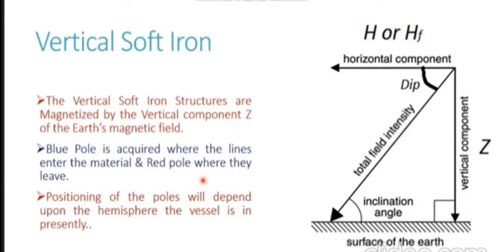We are aware that at the South Pole the magnetic lines of force come out from the Earth's surface. Now when they come out of the Earth's surface, they will be entering the mast from the bottom, thus giving it a blue polarity. The bottom of the mast now acquires a blue polarity, and these lines of force will be leaving from the top of the mast, giving it a red polarity.